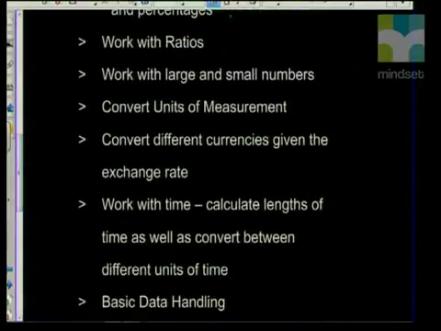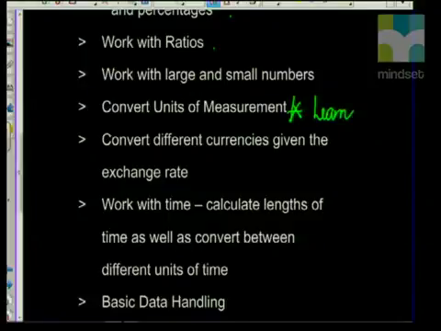You will need to be able to work with ratios and work with large and small numbers. This is a very important one, being able to convert units of measurements. There's some key ones that you need to learn and others that will be given to you, but we'll talk about those in some of the examples. You will need to be able to convert different currencies given the exchange rates. And one that most people find very difficult is being able to work with time and be able to convert between the different parts of time.